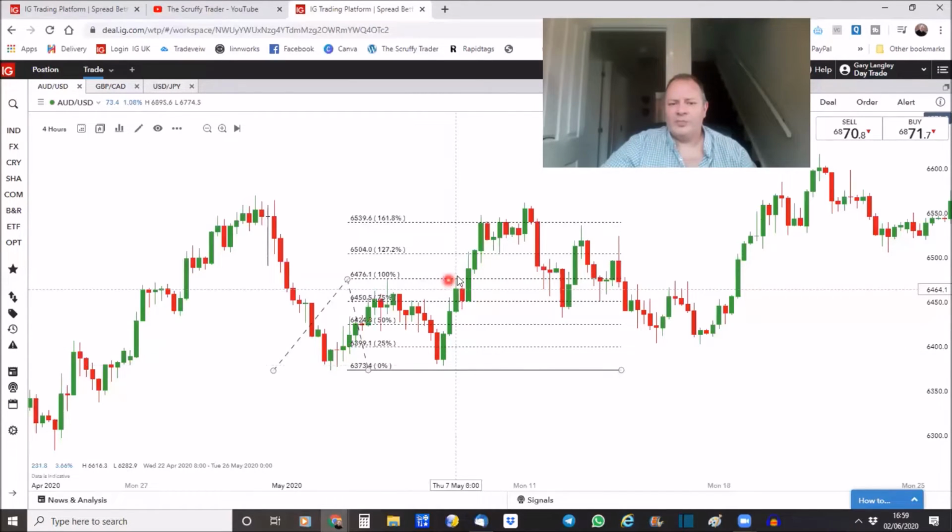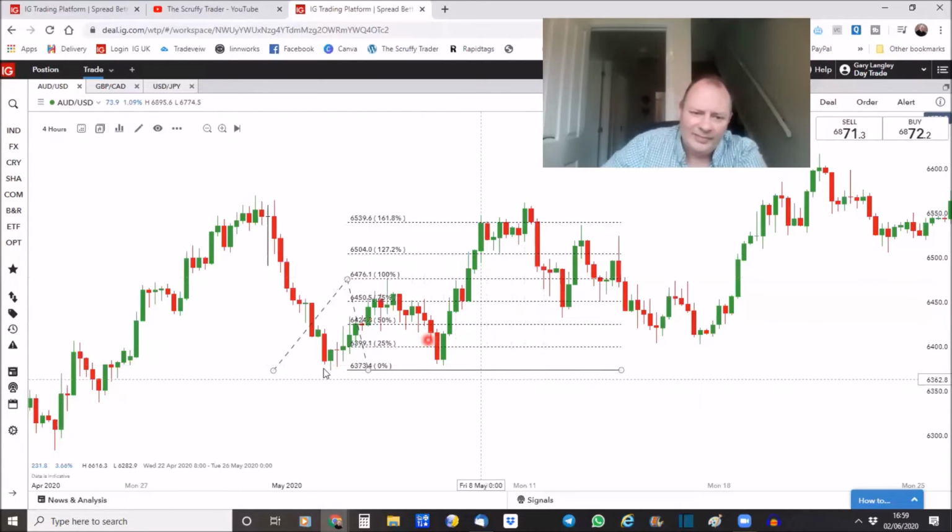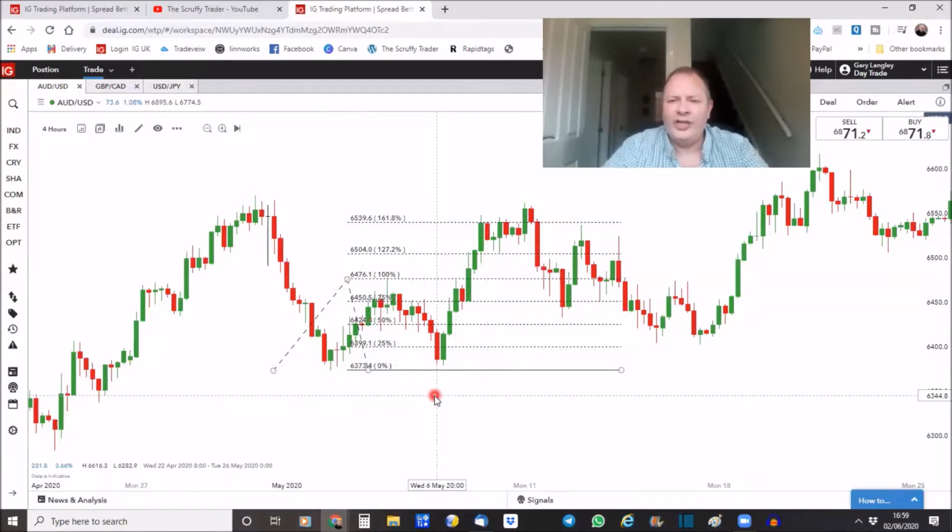My first target point can be 100%. The next one will be the 127.2. And finally, the golden ratio number, which is here. So from that little leg here, it again has defined a trade for me just by watching basic market structure.